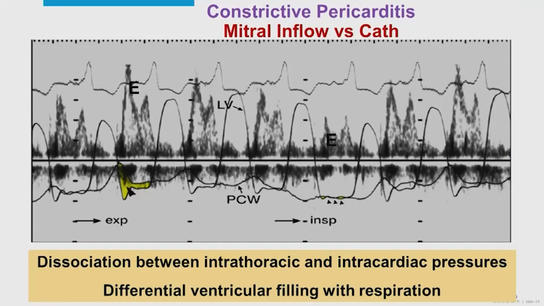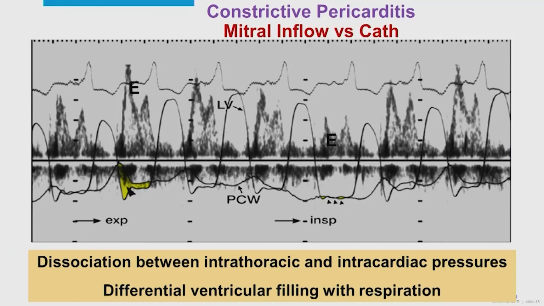And when Dr. Liv Hatle finished her professorship at Stanford, lucky for us, she came to Mayo Clinic to spend another year with us. And we were very interested in this non-invasive hemodynamics and also constriction and restriction. And Dr. Nishimura, very interested in hemodynamics, was doing the cardiac catheterizations, and I was simultaneously doing Doppler echocardiography, mitral inflow velocity, in a patient with constrictive pericarditis.